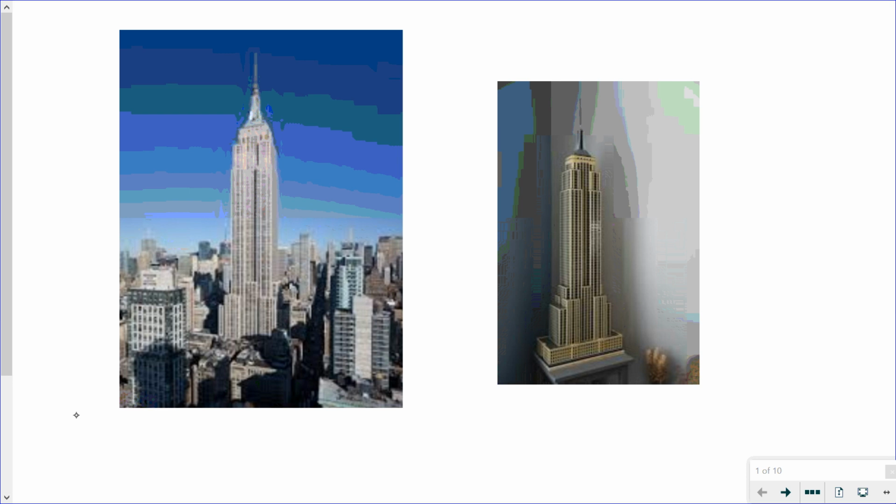Making a model of the Empire State Building requires skill and a lot of knowledge about finding measures in similar figures. Today, you will learn how to identify similar figures using their corresponding parts. You will also learn how to use the fact that two triangles are similar to find lengths of missing sides.